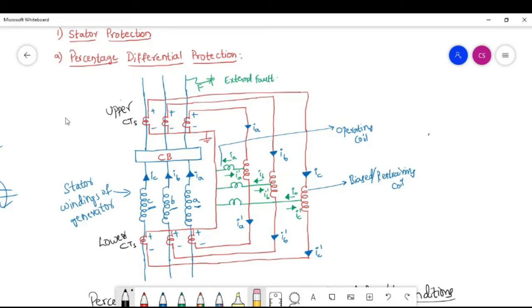This is the current flowing through the winding: IA in phase A, IB in phase B, IC in phase C, and this is the circuit breaker placed.